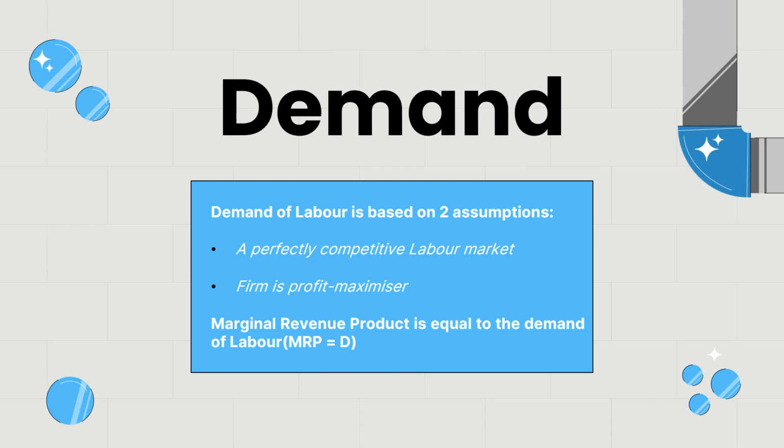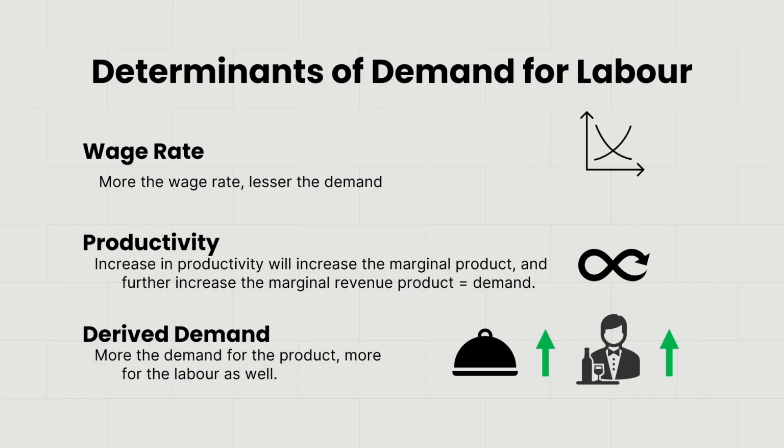And we determine the demand on the basis of two assumptions. First, that it is a perfectly competitive labor market, which means that all the laborers are homogeneous in skills and are asking for the same wage. And the second assumption is that the firm is a profit maximizer. That means it employs labor where MRP equals wage. And marginal revenue product is nothing but the demand for labor, because if there is revenue being generated, obviously you will be demanding more labor. So that basically equates each other, giving you that MRP equals demand.